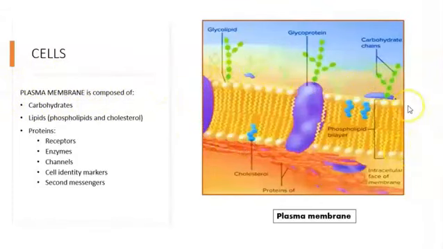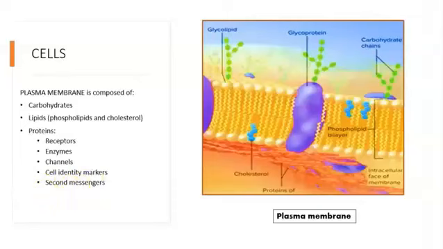The green ones in here are carbohydrates. The purple are proteins. The golden ones in here are phospholipids. And the blue ones are cholesterol. Some of the functions of these membrane proteins, as you can see right here, are receptors, enzymes, channels, cell identity markers, and they also function as second messenger systems.